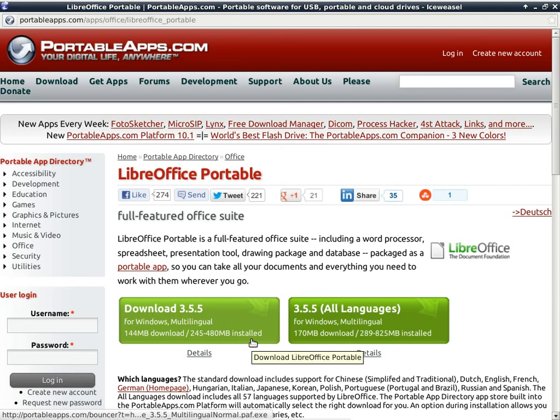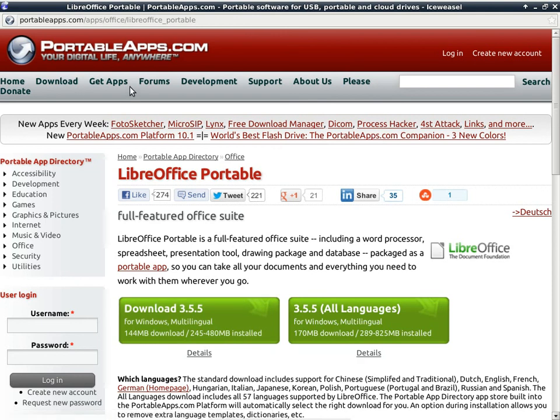Are there any questions about the software that I need for this class? If you want to install LibreOffice on your hard drive, that's fine with me too. This just gives you the most portable solution where you can just take that drive to any computer and be able to do your homework without having to install anything.